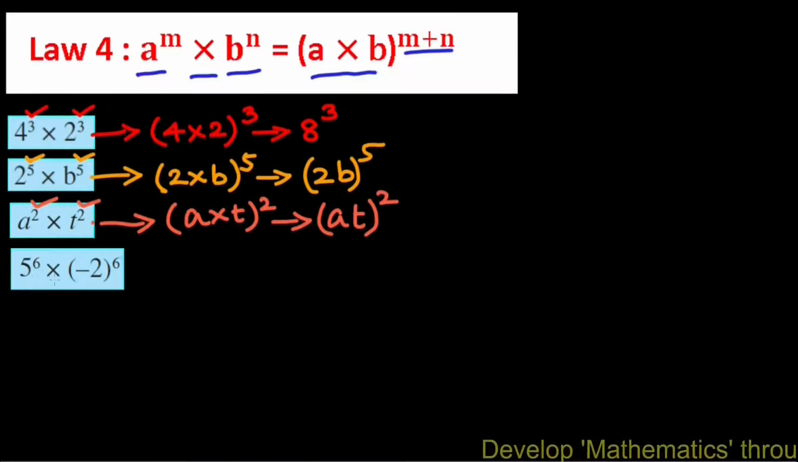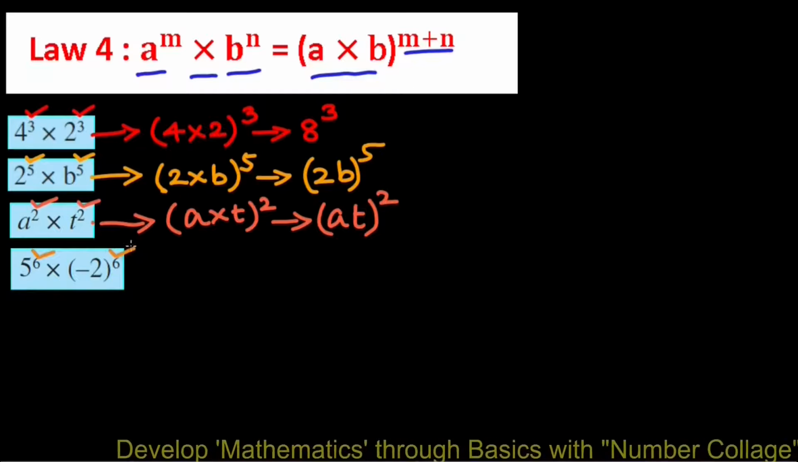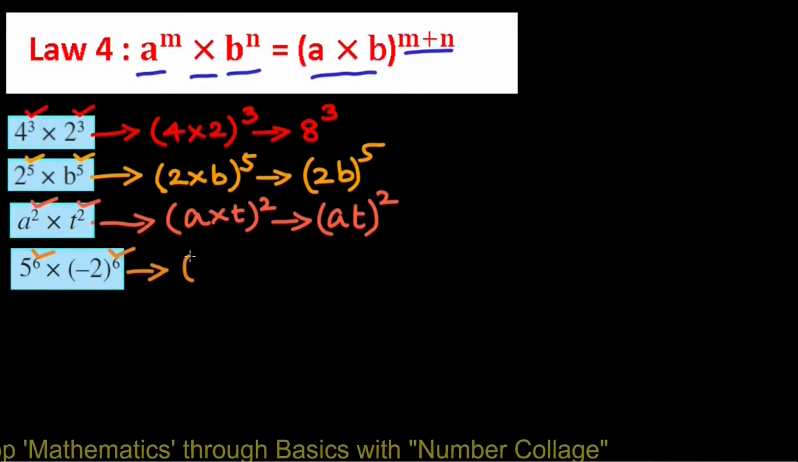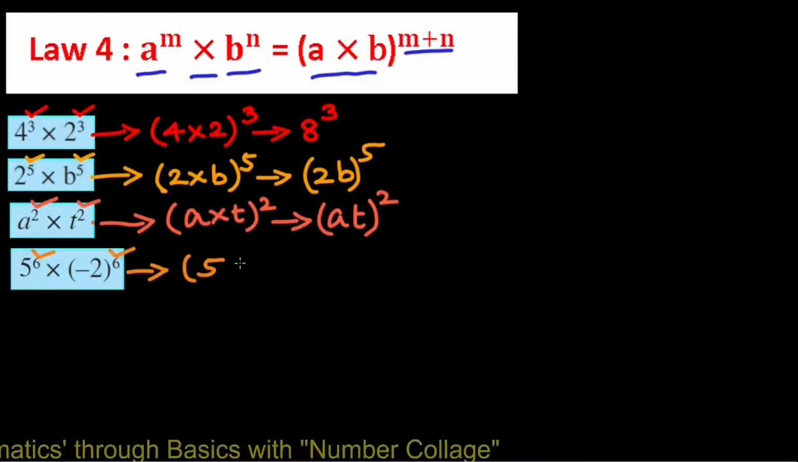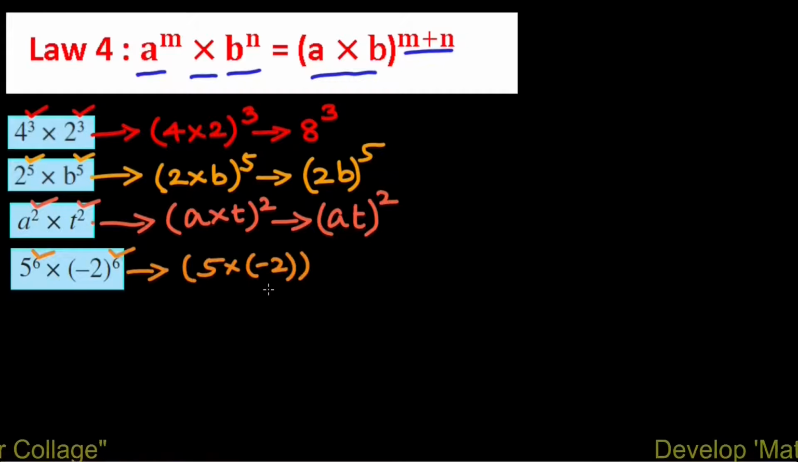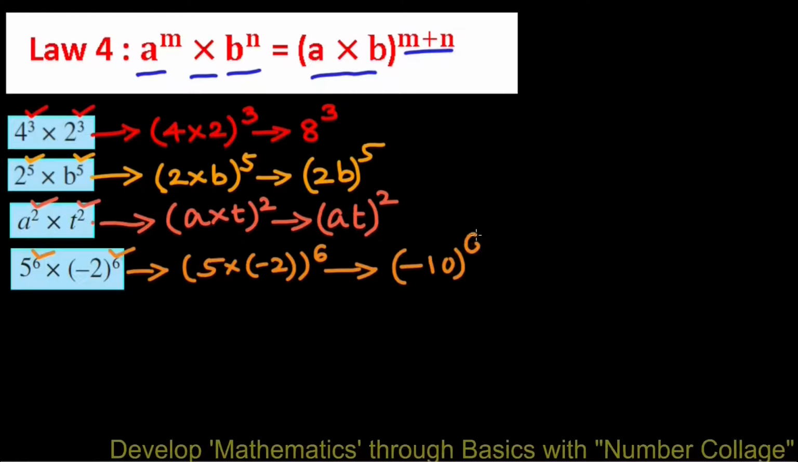5 raised to 6 multiplied by minus 2 raised to 6. Here the exponent is the same, whereas the bases are different. So first we will multiply the different bases, 5 multiplied by minus 2, and we will raise this product to the power 6. That gives us minus 10 raised to 6.